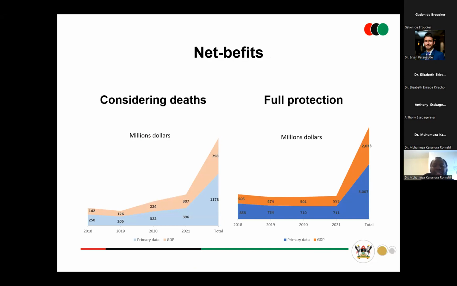So I think I've tried to explain this initially in terms of the net benefits, really the difference between the observed and the expected. And we see if we use the GDP and also the primary data, the graphs behave almost the same.